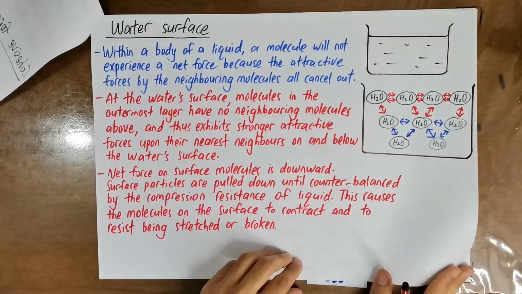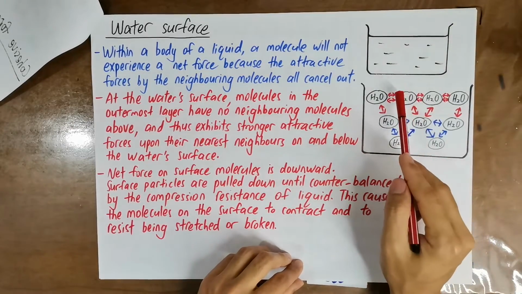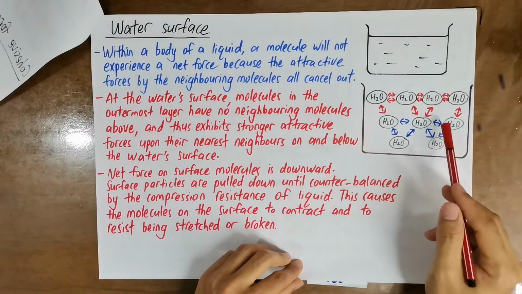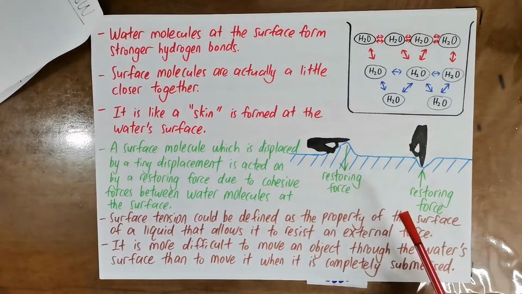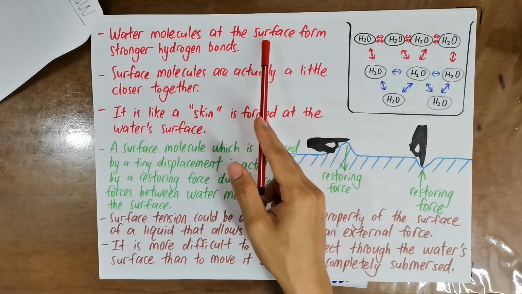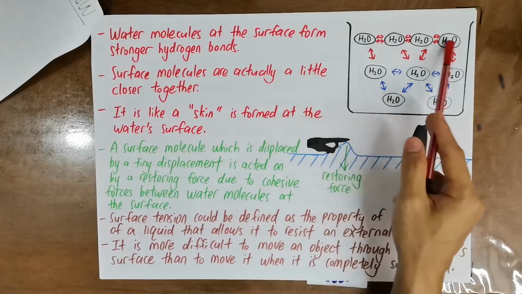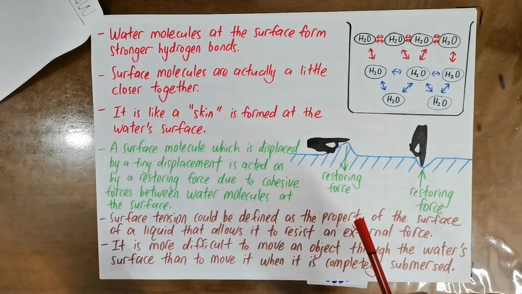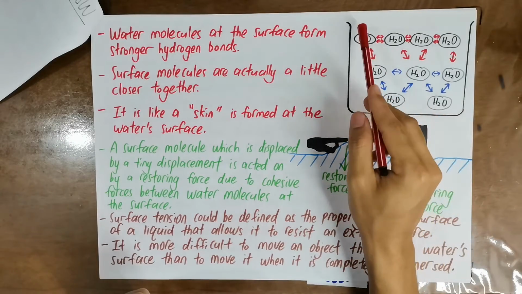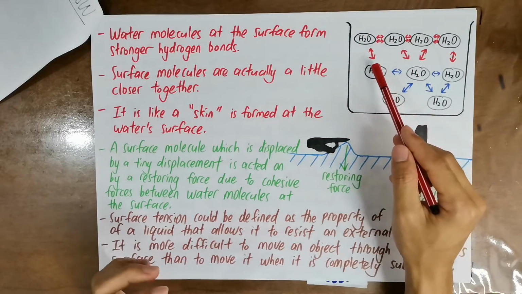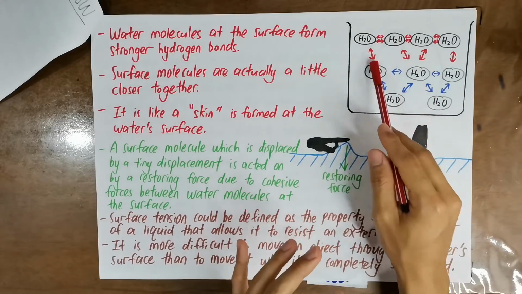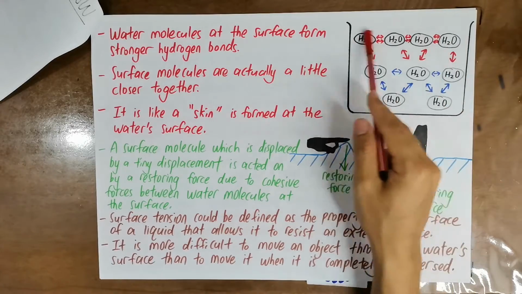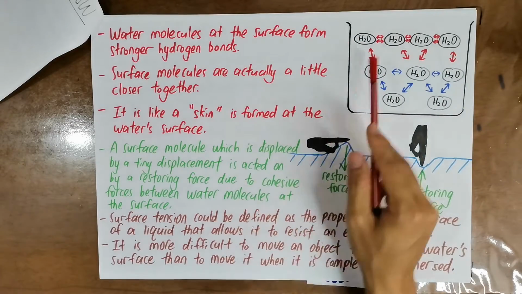Once again, I have to remind you that the hydrogen bonding here is much stronger than the hydrogen bonding here. The water molecules at the surface form stronger hydrogen bonds, and the surface molecules are a little bit closer together. I should have drawn a lot of water molecules here, and the water molecules are slightly further apart when they are within the liquid. So it's like a skin, a membrane, formed at the water surface.